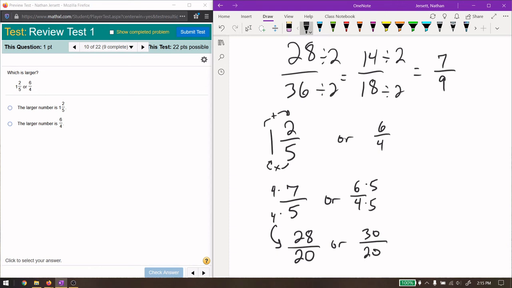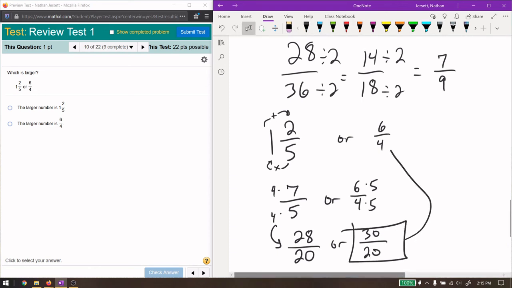And now you can see 30 over 20, which was 6 over 4. That is a larger fraction.